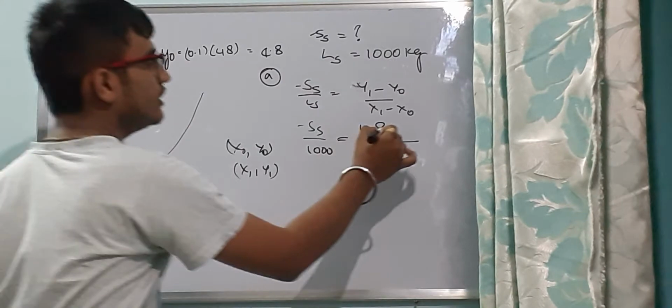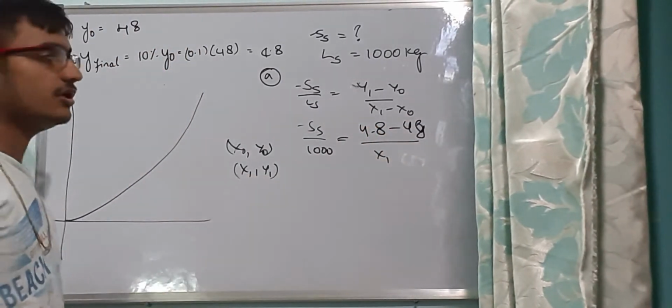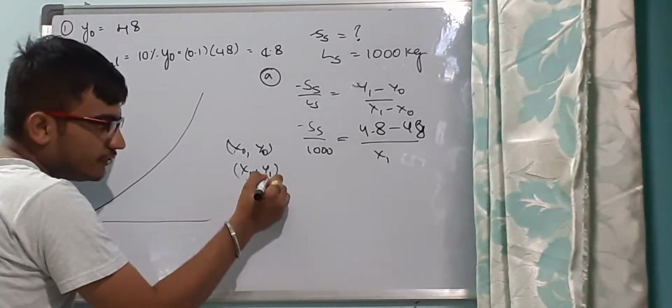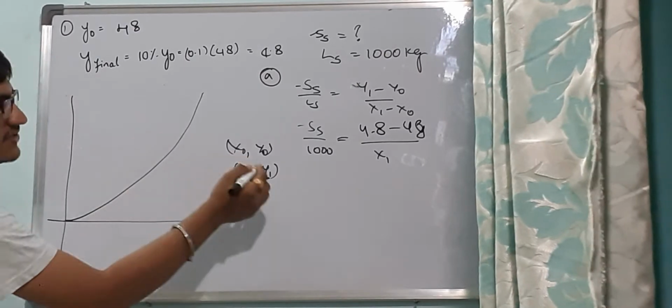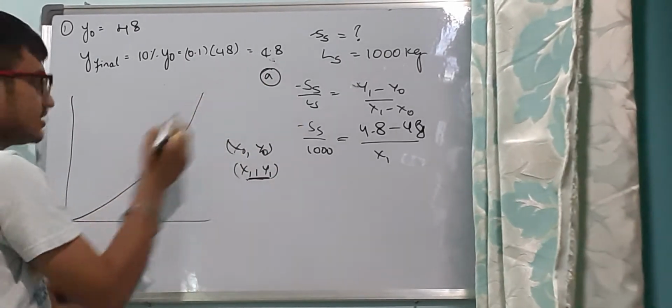Minus Y0 is the initial value, which is 48. But the X1 value you don't have. So what do you do? To find the X1 value, you have to use the point X1, Y1. So what is Y1? Y1 is nothing but your final Y value, which is 4.8.